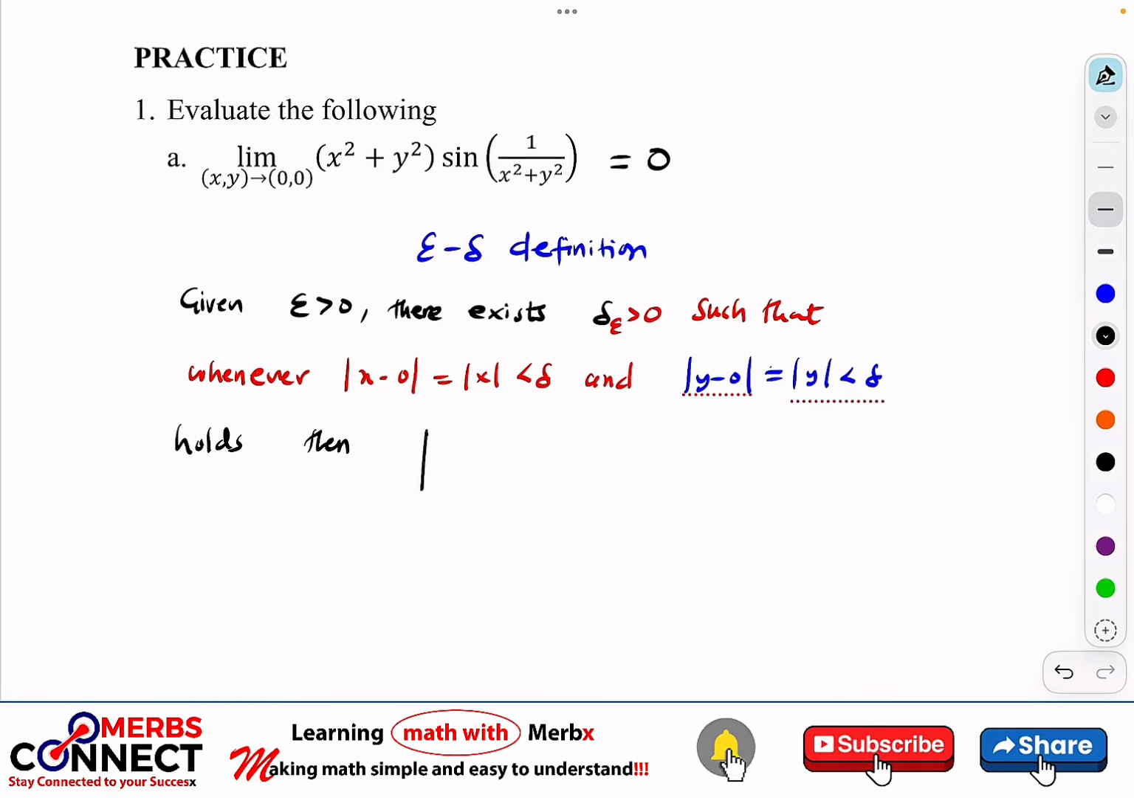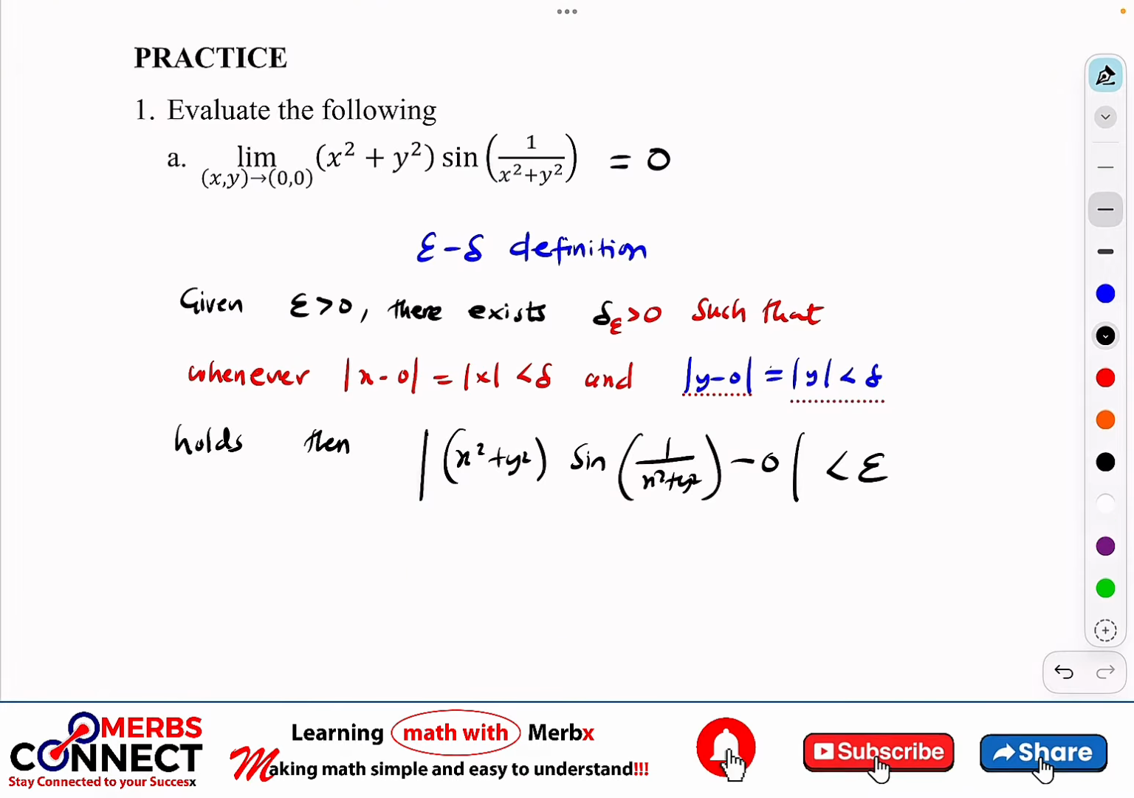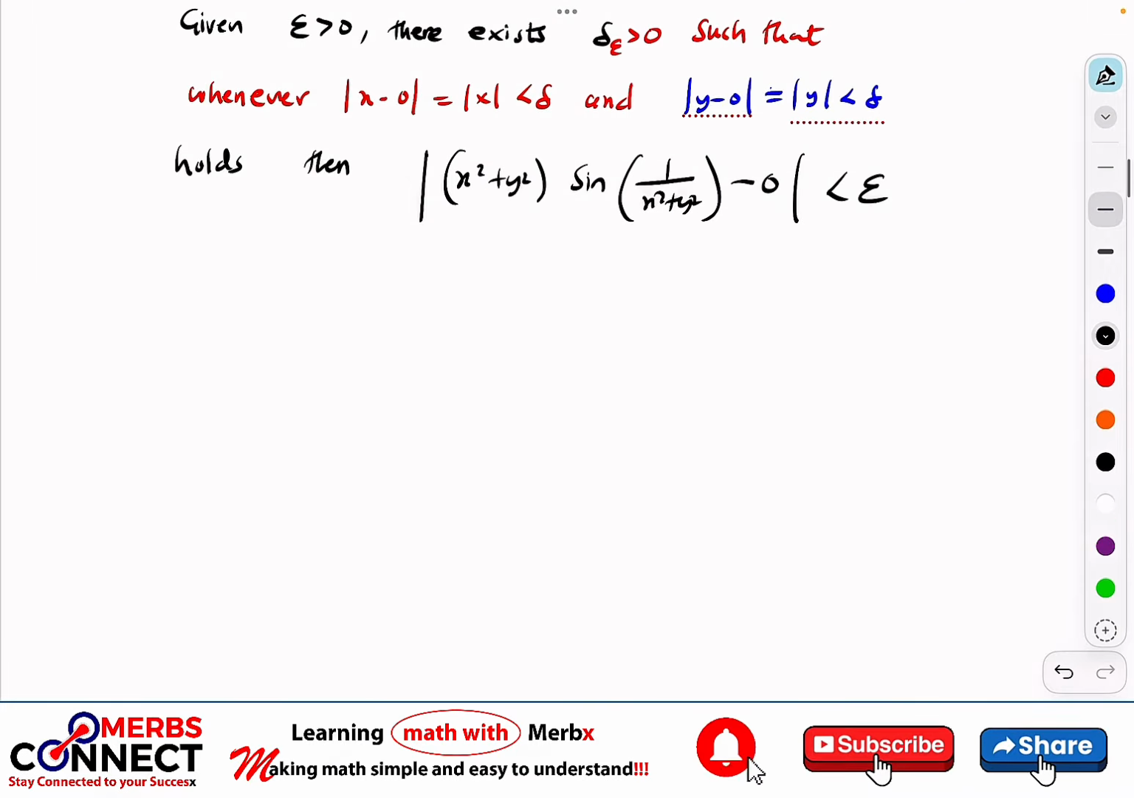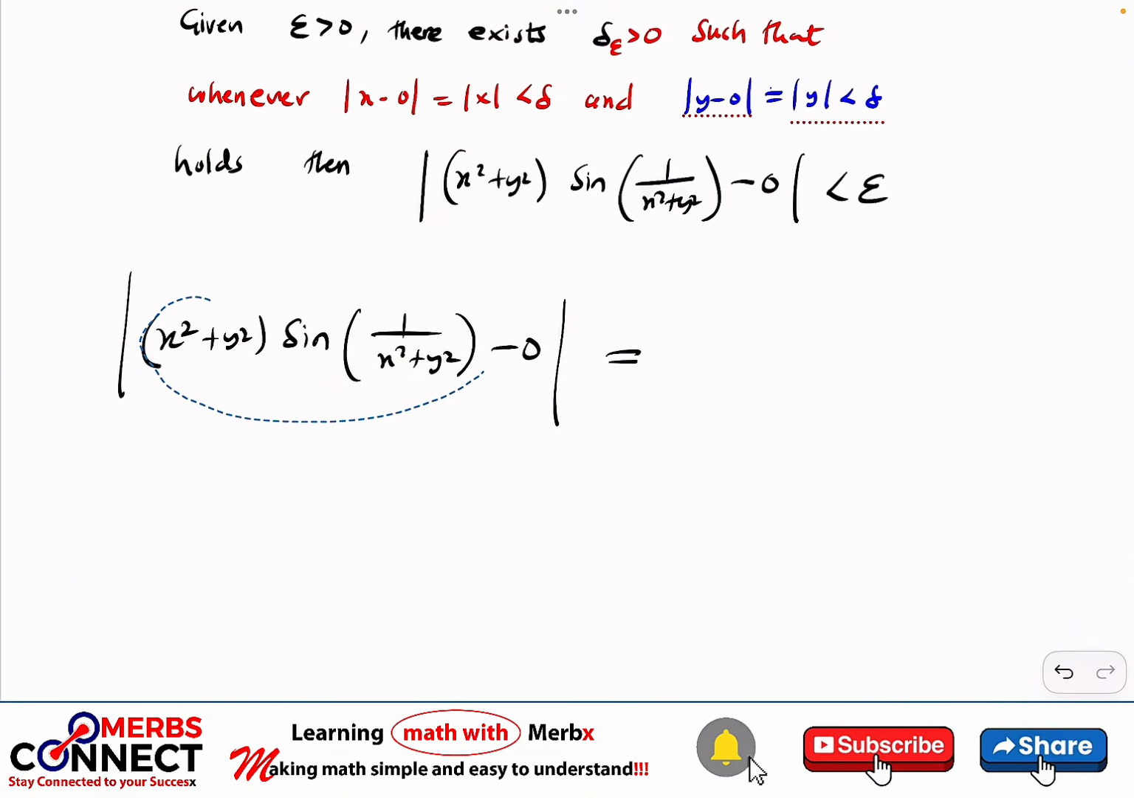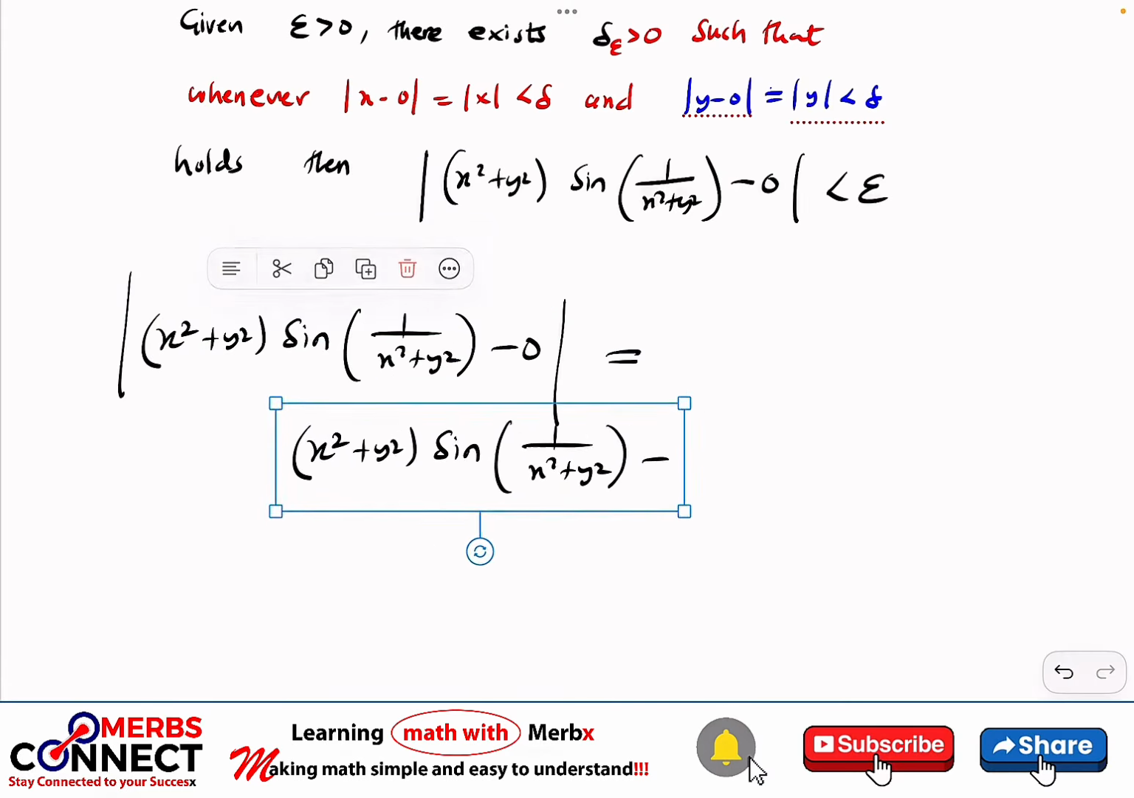Then the absolute value of x squared plus y squared times sine of 1 over x squared plus y squared, minus 0, is less than epsilon. So now let's see how we can figure this out. So we have x squared plus y squared, and then sine of 1 over x squared plus y squared, absolute value, minus 0. This one should be the same as this. So I just want to copy this and then put it here.